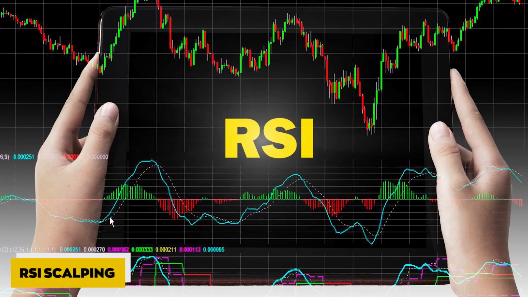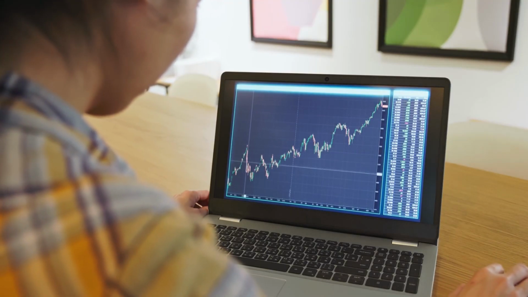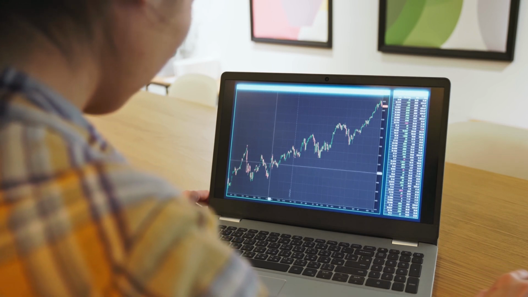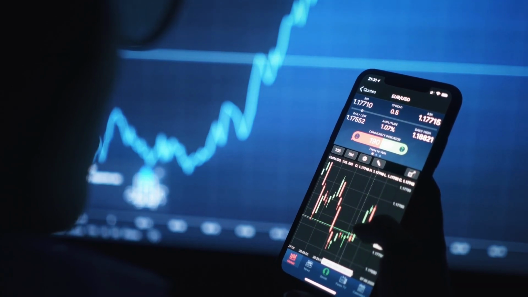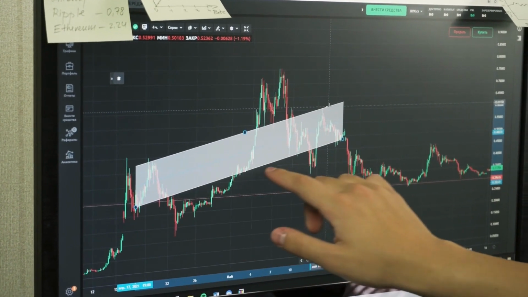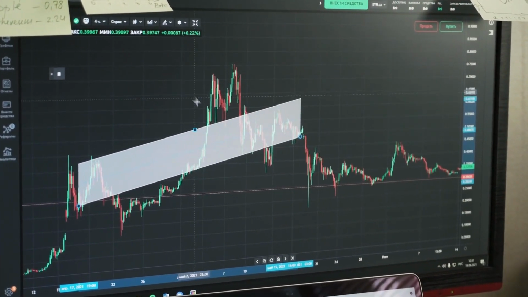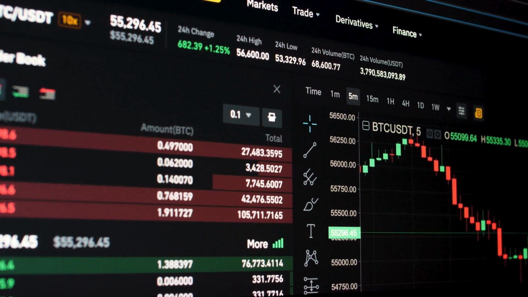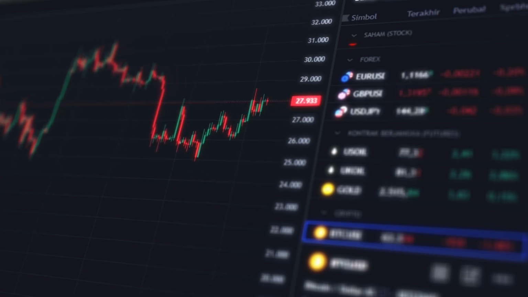Second, RSI scalping. The Relative Strength Index, RSI, is a powerful tool for identifying overbought and oversold conditions. In scalping, traders look for buy signals when the RSI drops below 30, indicating an oversold market, and sell signals when it rises above 70, showing an overbought condition. Pairing RSI with price action or candlestick patterns, like pin bars or engulfing patterns, can enhance accuracy.